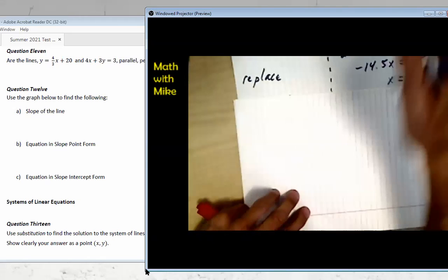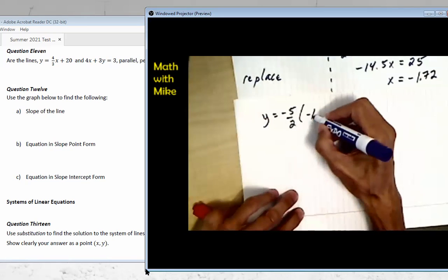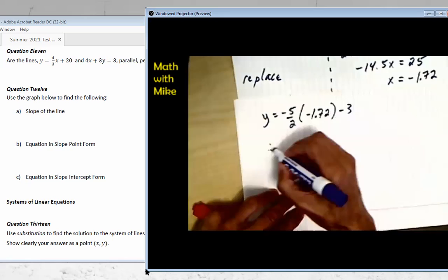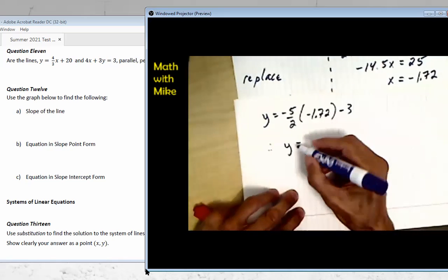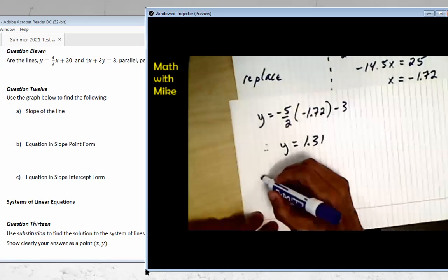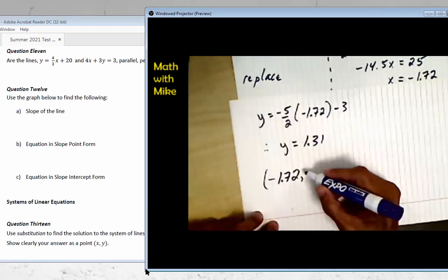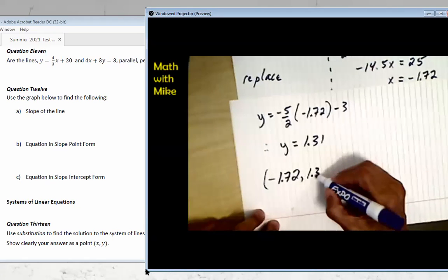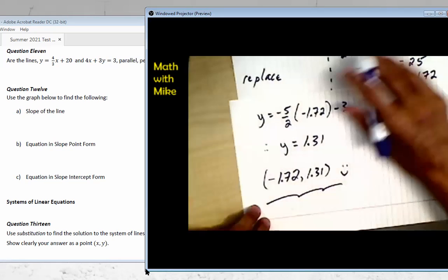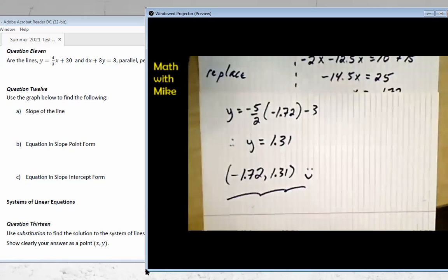You get y is equal to -5/2 times our new x, the x that we just found, minus 3. And you get a y value of about 1.31. And I say about because of rounding and stuff like that. Final answer, as a coordinate, as a location where two lines cross, right there. Weird answer, yeah. Real life answer.